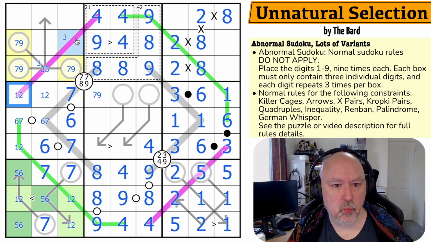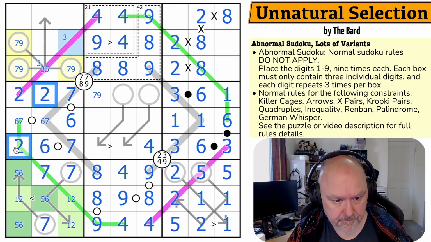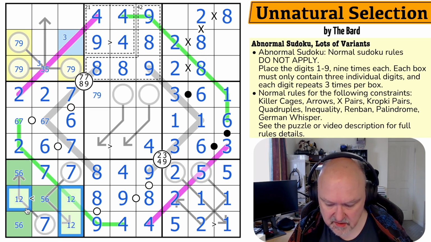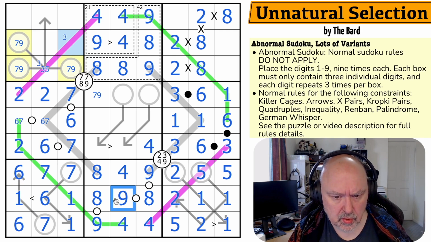So if this is a 1, I'd need to put a 2 up here, and I can't do it. This is the 2. These are the 2s. These are the 1s, which is 1 plus 6. These are the 6s. And these colours are done with. This is so cool. This is so cool.